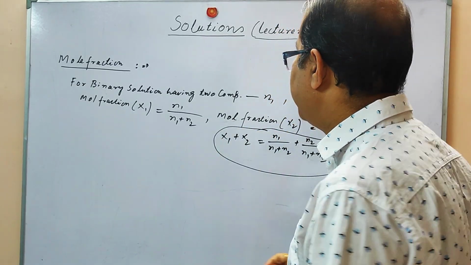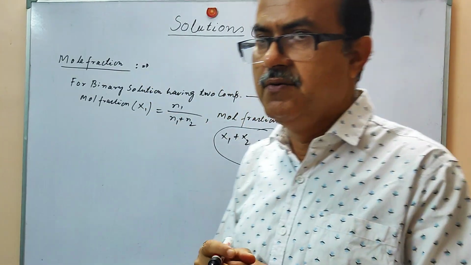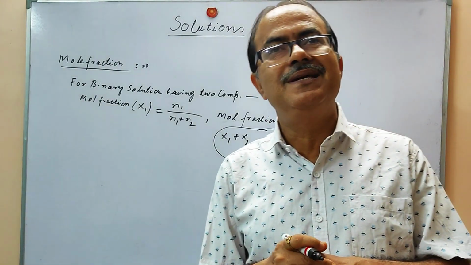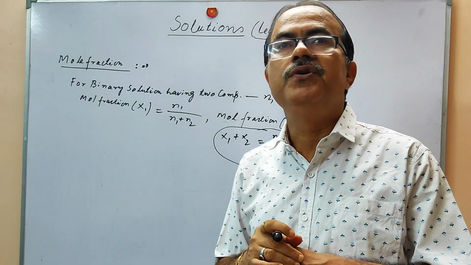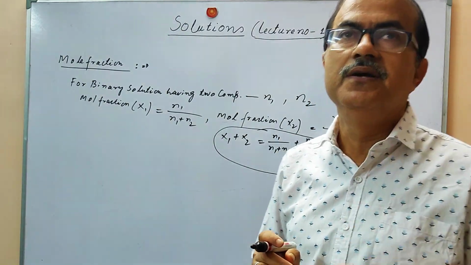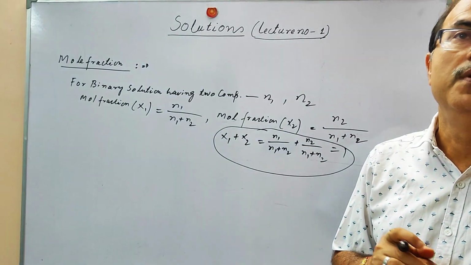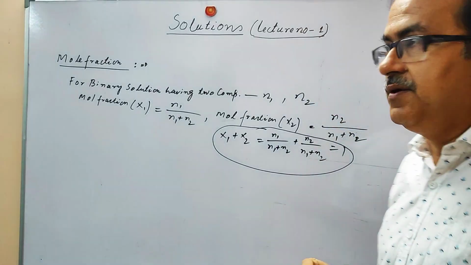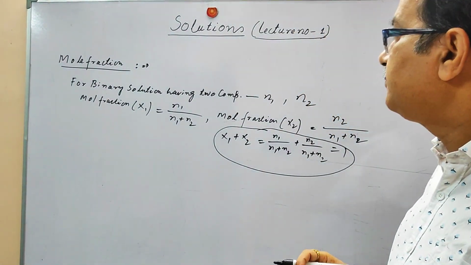So you understand, for a binary solution. If you have more than two components, you can also calculate the mole fraction. For the mole fraction, you have to know the moles of each and every component. After that, you have the total moles, and the ratio of the moles of the particular component you want to calculate, divided by the total moles, will give you the mole fraction. So the mole fraction is a very important way to express concentration.